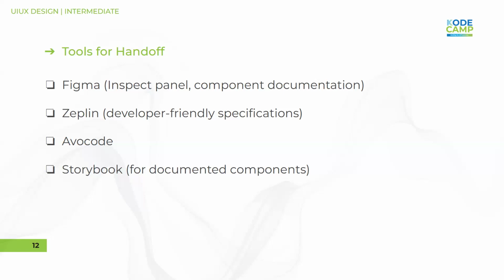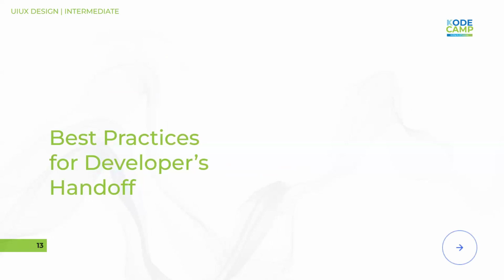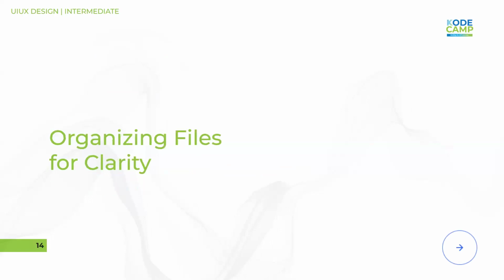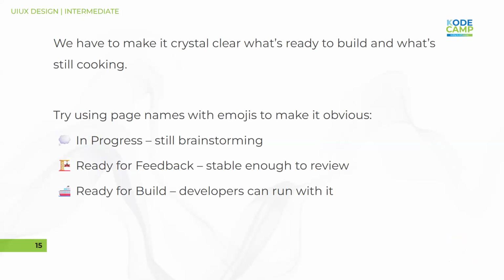So let's look at what the best practices are. The best practice, number one, is to organize your files for clarity. This is you making it clear what is ready and what is not. You don't just put everything together in one place. We have to make it crystal clear what's ready to build and what is still cooking.